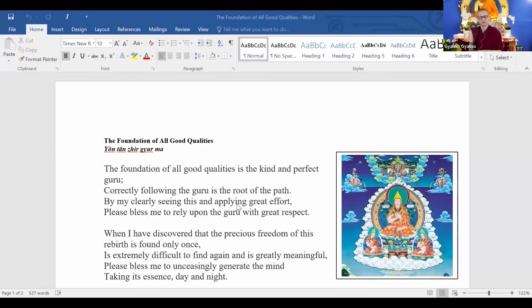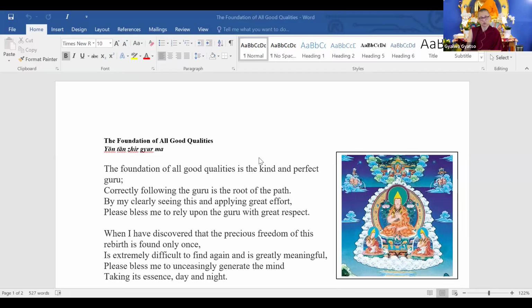So today, we're going to do this one verse, the Foundation of All Good Qualities. A verse from this prayer, very famous, one of the most popularly read prayers of Lama Tsongkhapa in the Gelug tradition. Going through all the points of the Lamrim, so we're going to focus on the first verse. So let's read it together.